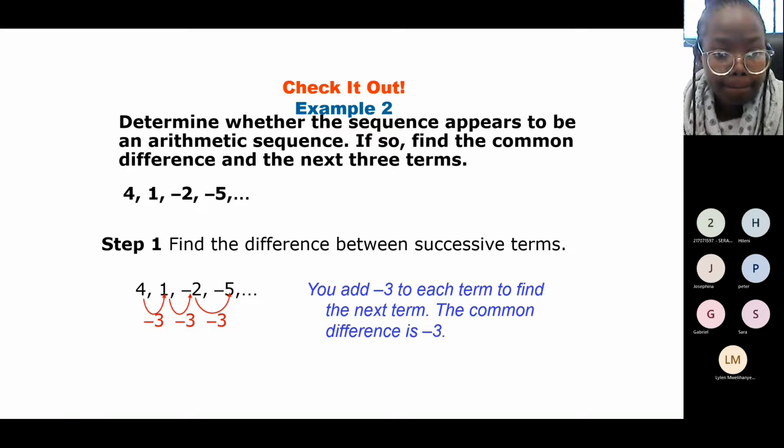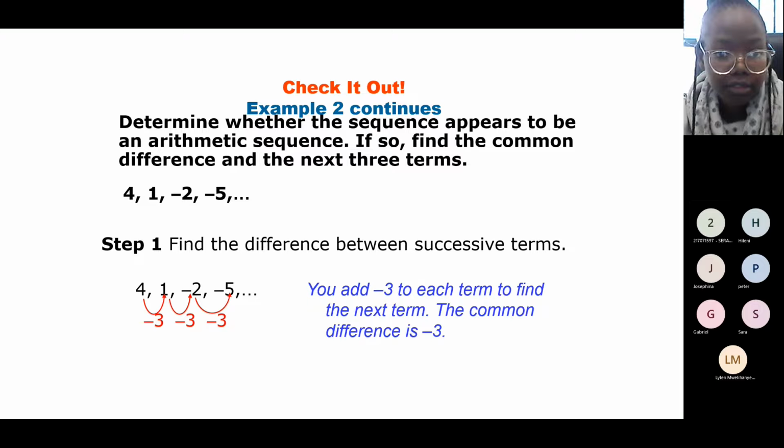You start with 1 minus 4, which is negative 3. So the common difference is negative 3, which is the same, meaning that this sequence is an arithmetic sequence, and the common difference is negative 3. The common difference is the difference between the successive terms that is constant. That's what we call a common difference. Then moving on, the same example continues. It says, if so, find the next three terms.